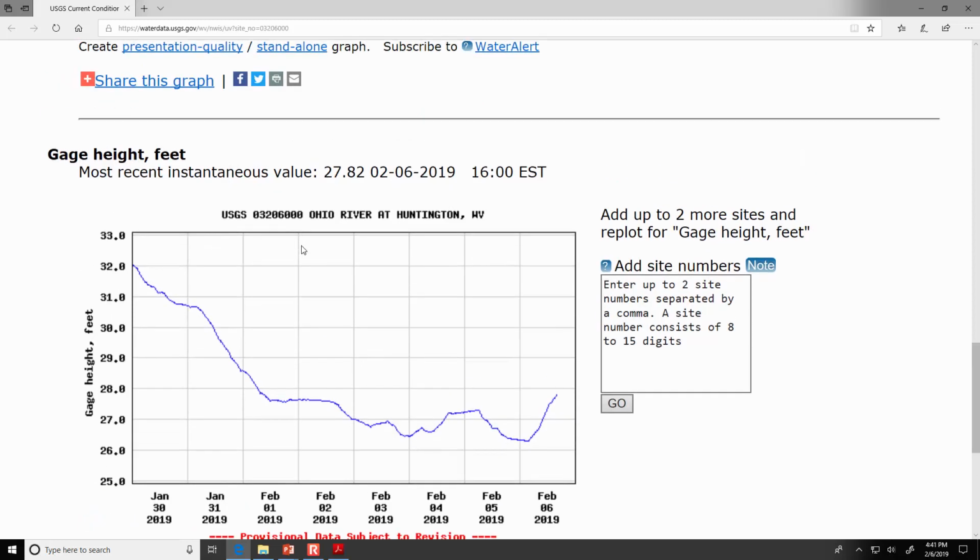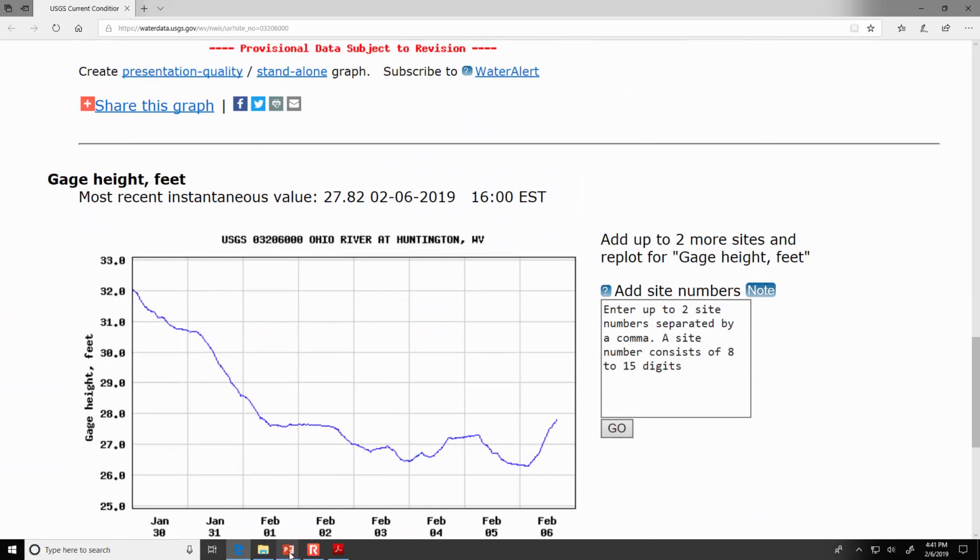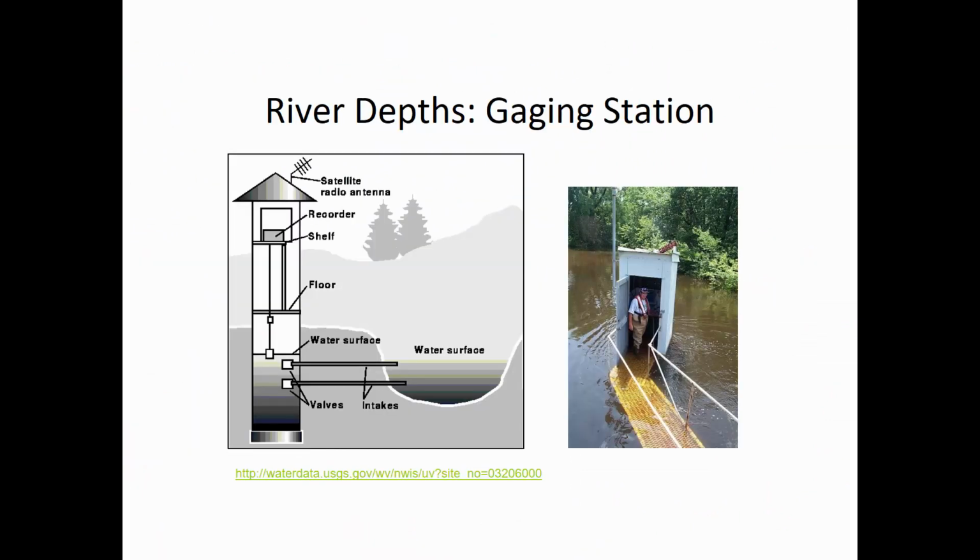So this is just an instance of one location, and there are lots of different ways to download and visualize that data. But what I want to compare and contrast is the infrequency of having physical measurements with the number of places that we need to know how deep the water is going to be.